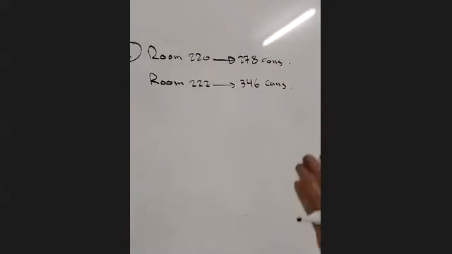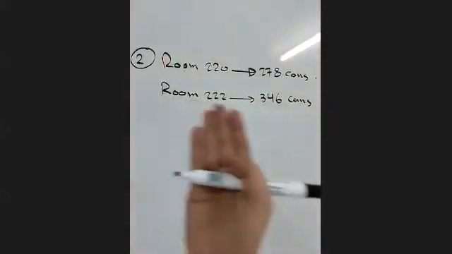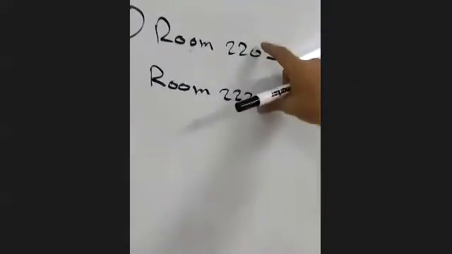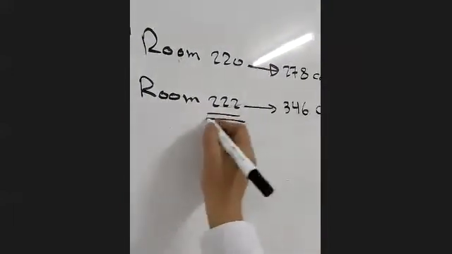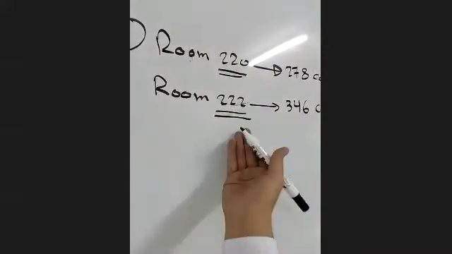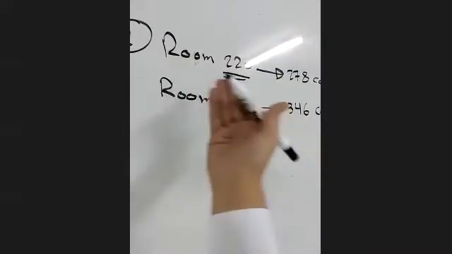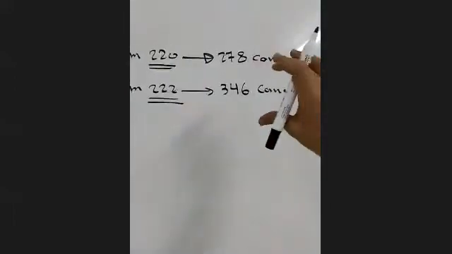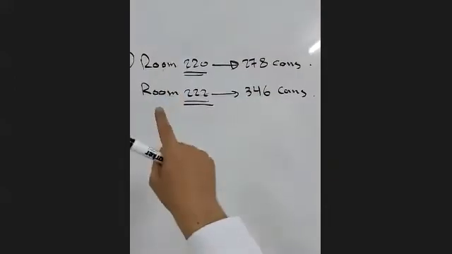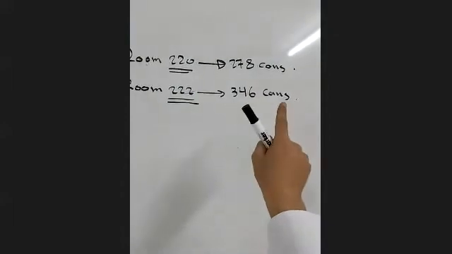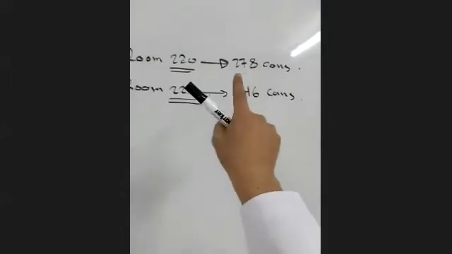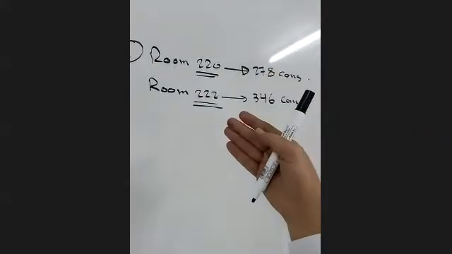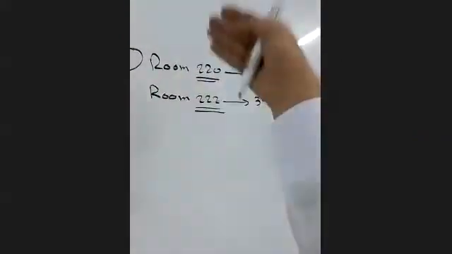Now, what's the question once again? How many more cans does room 222 have than room 220? By the way, these numbers are not the numbers which we want. These are the names of the rooms: room 1, room 2, room 3. It's the name only. These are the numbers we care about: room 222, 346 cans; room 220, 278 cans.